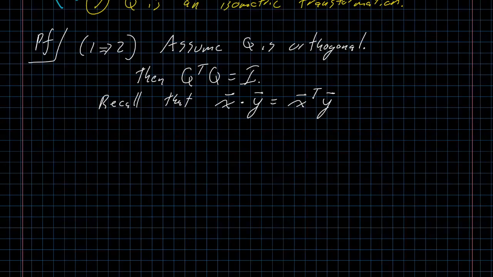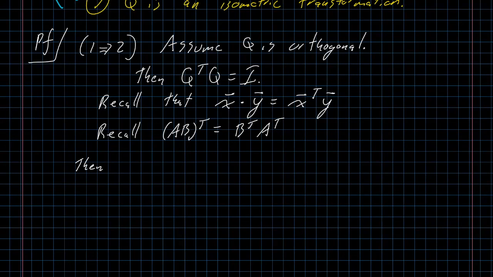Another blast from the past. If you want to take the transpose of the product of two matrices, you get the product of the transposes, but in the other order, B transpose, A transpose. Those two manipulations are the key to this proof.